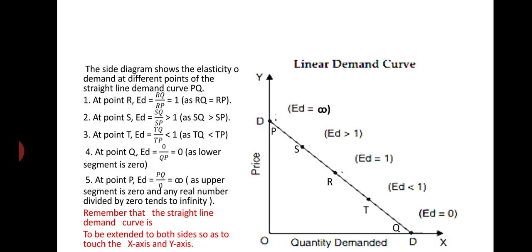Now we will calculate the elasticity of demand at point P, which is the uppermost point of the demand curve. You see, the lower segment is PQ, divided by the upper segment from point P, which is 0. So PQ by 0 is equal to infinity, as the upper segment is 0 and any real number divided by 0 tends to infinity. We know it. So this is how we can calculate elasticity of demand at different points on a straight line demand curve.